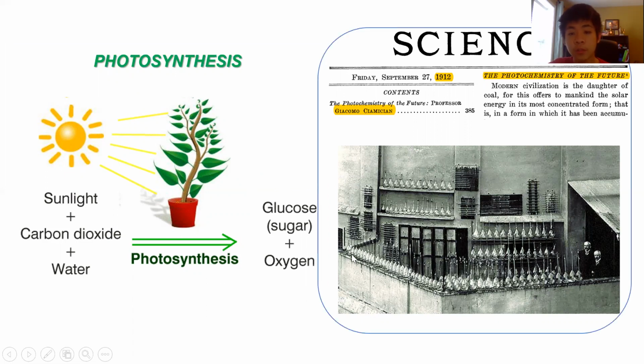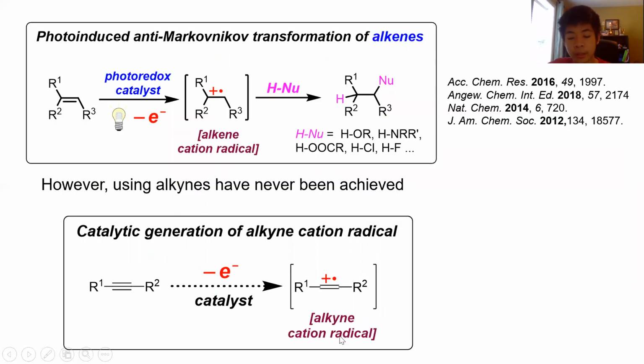So in 1912, the scientist Ciamician tried to do the same thing for chemicals. So he placed lots of chemicals in vials and exposed them to sunlight, and he wanted to see if they underwent new reactions. Although he was initially unsuccessful, he opened up the bridge of photochemistry. So, in the past 5 years, chemists have discovered that using a catalyst can make these photocatalytic reactions work.